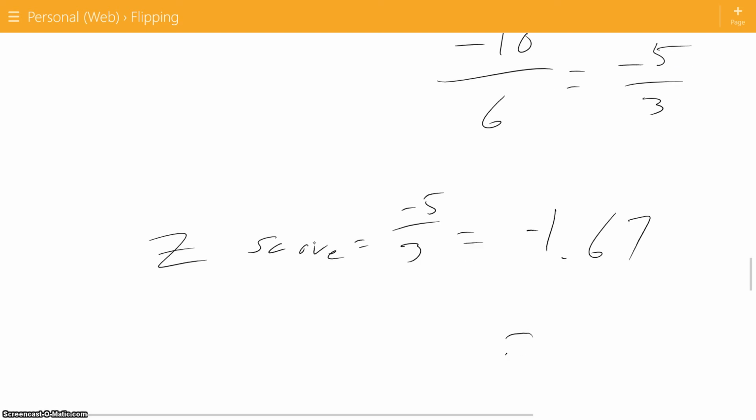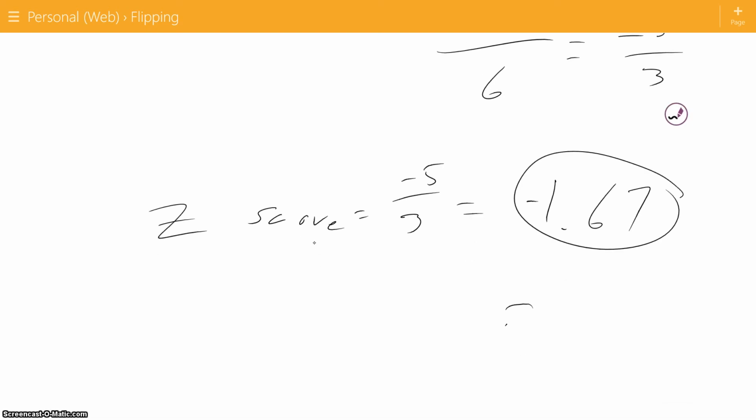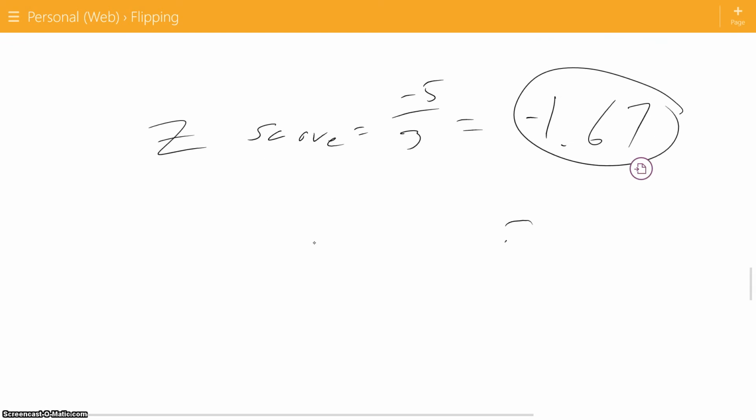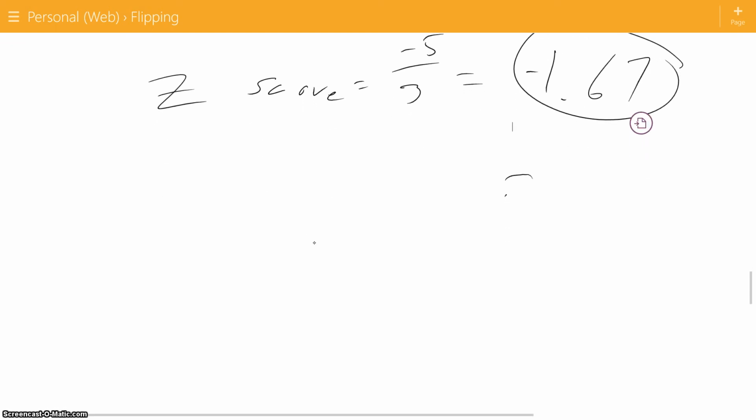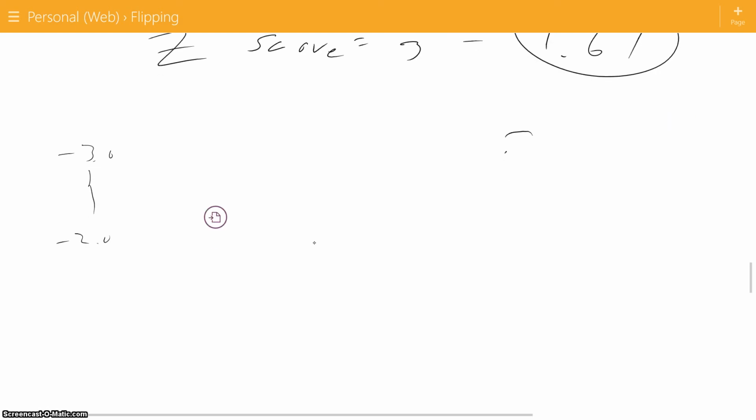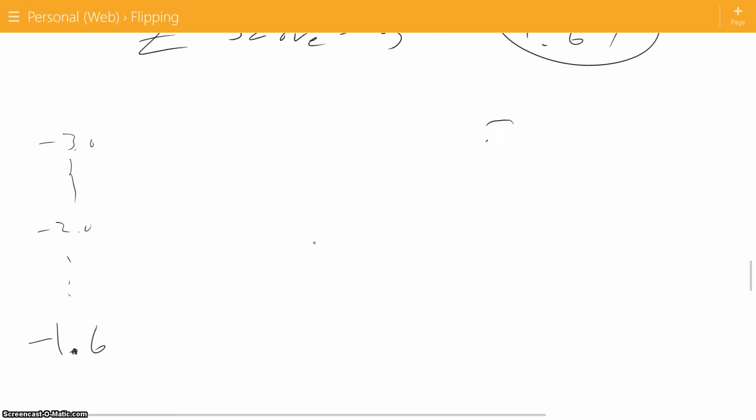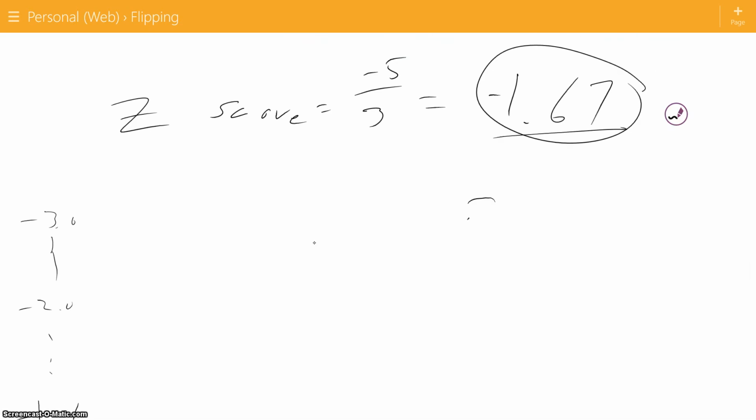So where I go from here is, now that I've got my z-score of negative 1.67, I go to a handy dandy chart, and you will see all sorts of stuff here. On the left, usually you start at about negative 3, and then you've got negative 2 down here, and there's some stuff in between. Eventually, you want to go down to negative 1.6. That will be in the left-hand column. And then you're thinking, well, hey, I've got negative 1.67. What the heck happened to this 7? Is it getting shortchanged? What's going on?